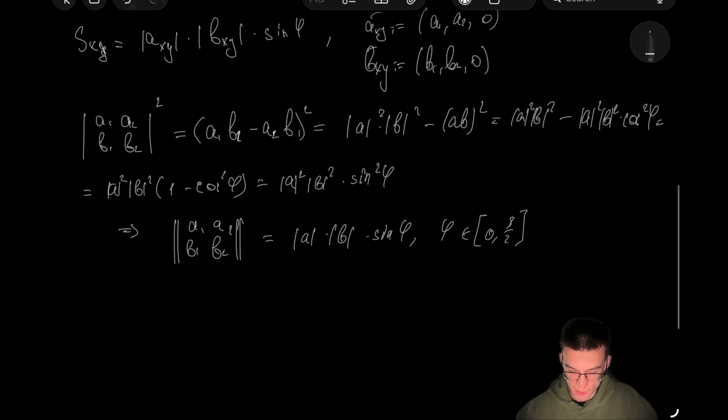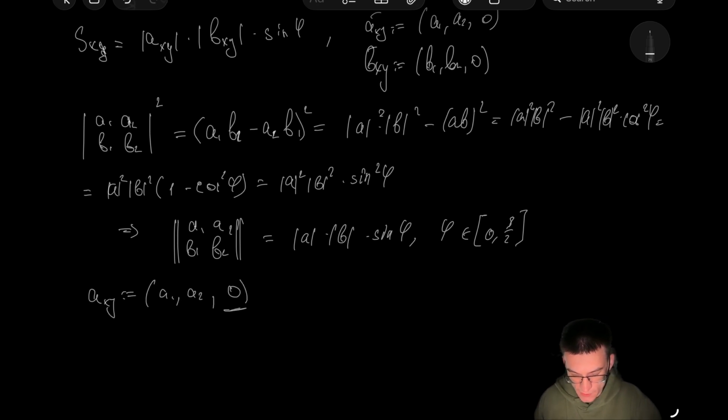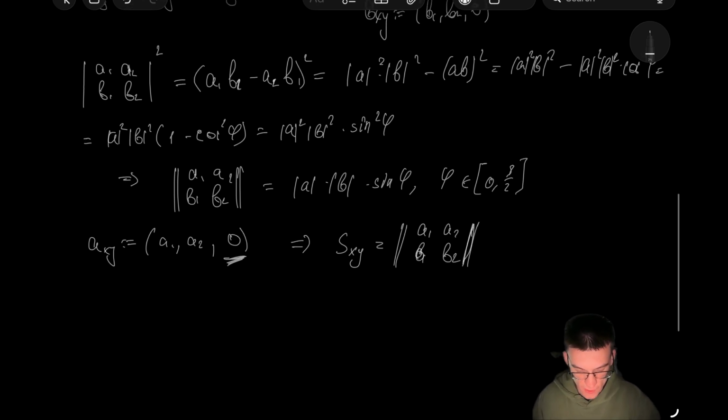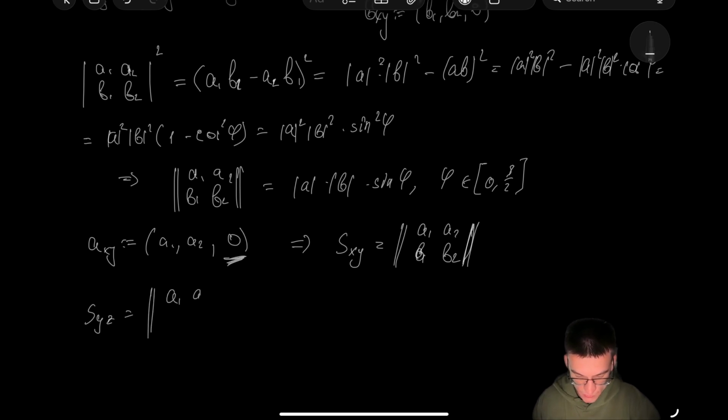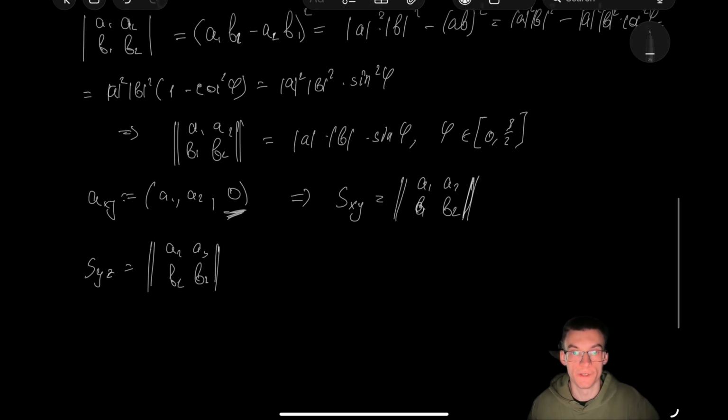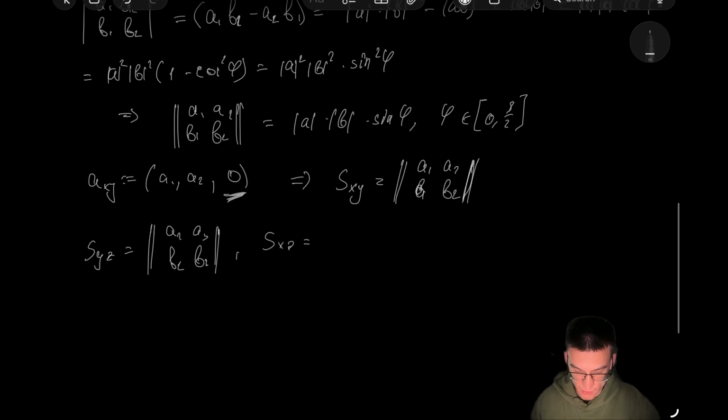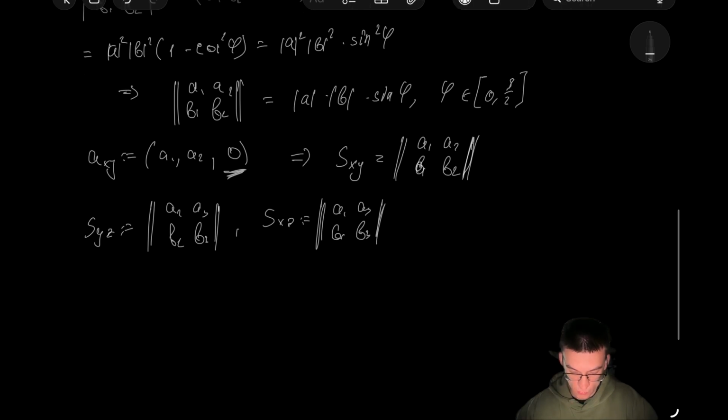And what are a and b here? Well, a and b here are exactly our projections because they are given by only two coordinates. We've dropped the third component here. So we can conclude that S_xy is essentially the absolute value of the determinant of a1, a2, b1, b2. And actually the same rule applies for S_yz. That would be the absolute value of the determinant with a1 dropped, a2, a3, b2, b3. And we can do the same for S_xz, which would be equal, in an analogous way, to the determinant a1, a3, b1, b3.